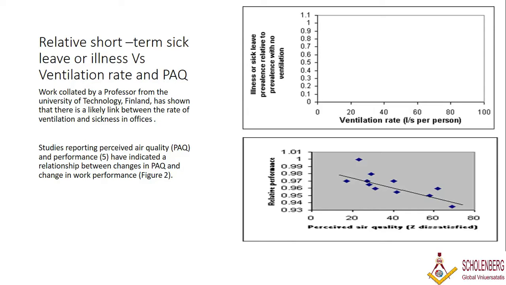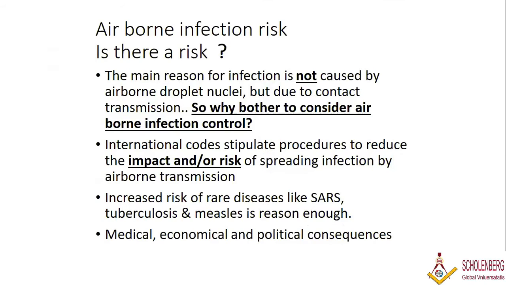As I told you, we spend the majority of our time indoors, and if the quality is poor, it definitely affects productivity. These are some of the graphs I have shown, taken from a Chartered Institution of Building Services research paper. So generally, is there an airborne infection risk? Yes, definitely. Chickenpox, tuberculosis, these are all highly contagious diseases, including now COVID.